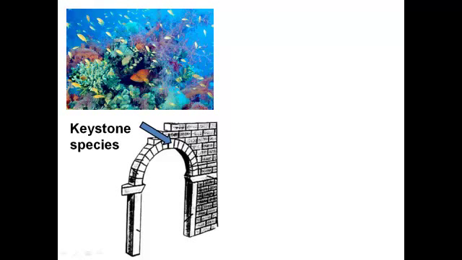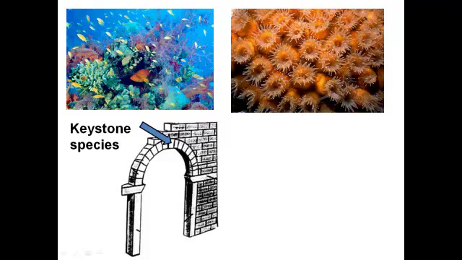Keystone species function in much the same way, so that if a keystone species is harmed in an ecosystem, the rest of the ecosystem comes crumbling down around it. And in a coral reef, that keystone species is, yes, you guessed it, the coral.